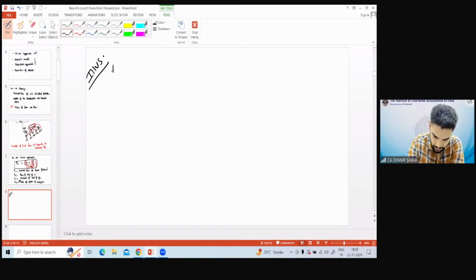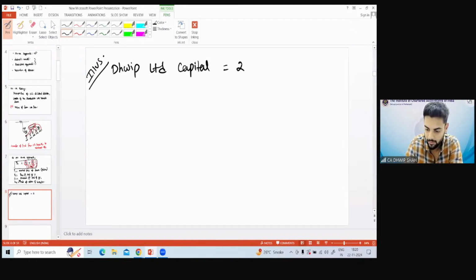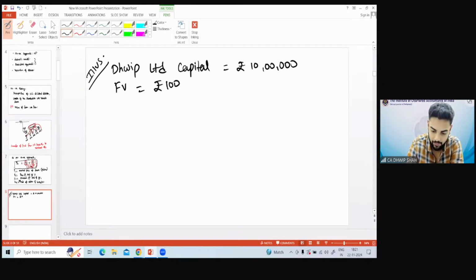Let's say VIP Limited has a capital of rupees 10 lakhs. 10 lakhs of equity share capital and face value is rupees 100. The current market price of the share, or the price at which the shares are trading in the market, let's say it is 100 only. It is trading at face value only.